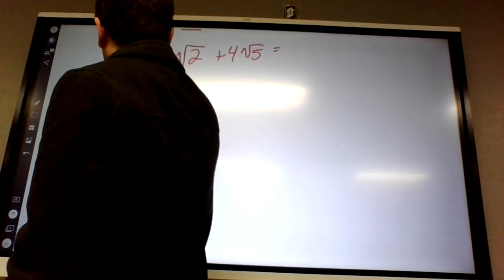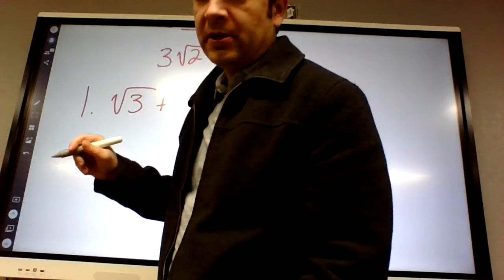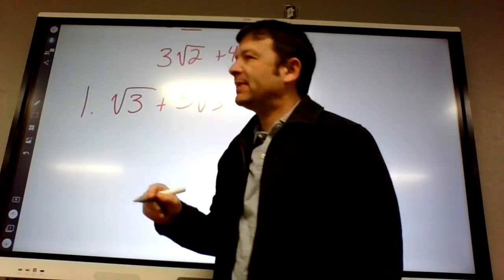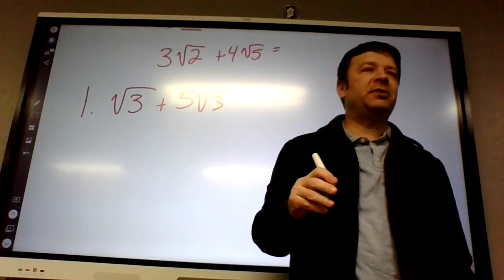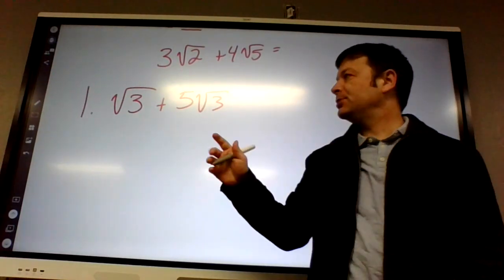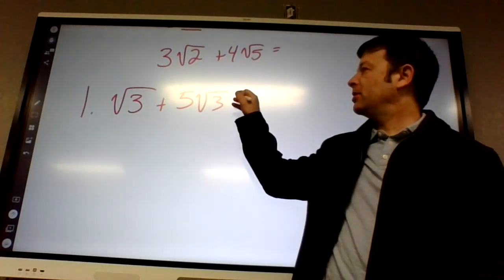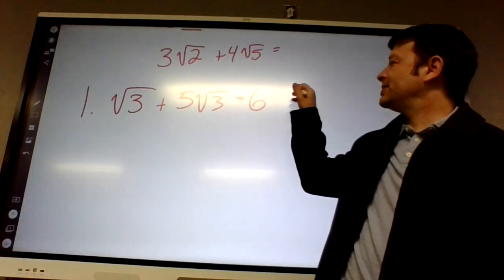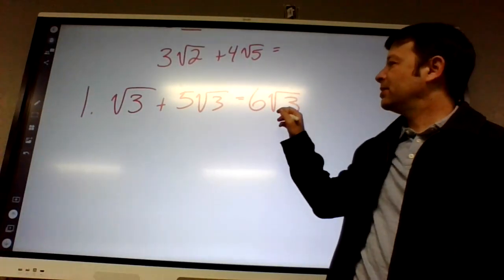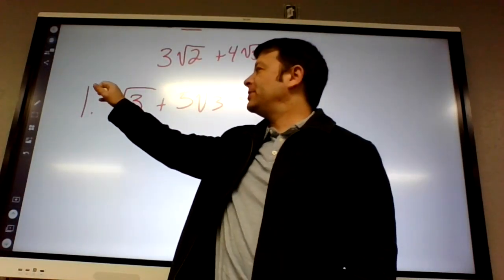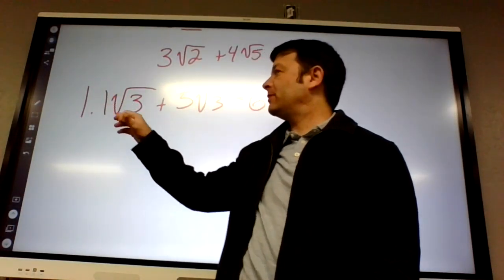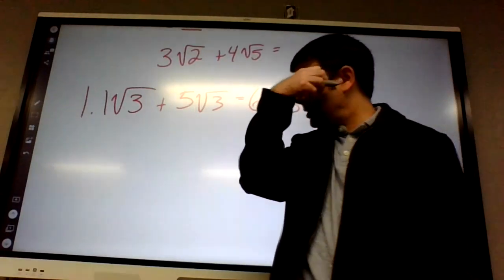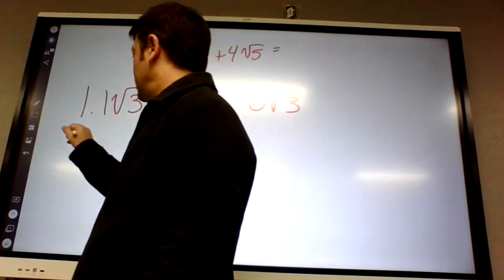Number 1, square root of 3 plus 5 square root of 3. Does anybody want to volunteer for this one? Paxton? 6. Why is it 6 square root of 3? Because the first one counts as one. If there's no number on the front, there's one of them. So that is 6 square root of 3.